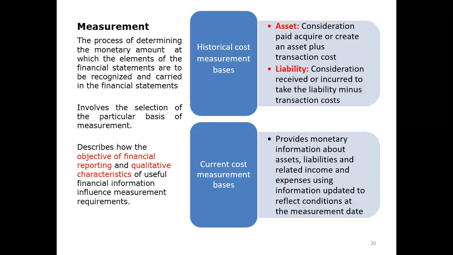Okay, so let's come to the final aspect, the most important aspect. It's about measurement. Measurement is the process of determining the monetary amount at which the elements of the financial statements are to be recognized and carried in the financial statements. Recognition means recognizing them as asset, liability, income, expense, or equity. Measurement is about assigning a monetary value, the value at which you should measure them. For example, the PPE standard says that an item of PPE should be recognized as an asset.